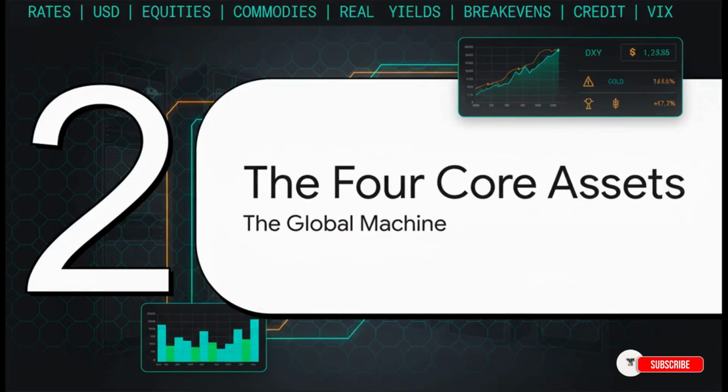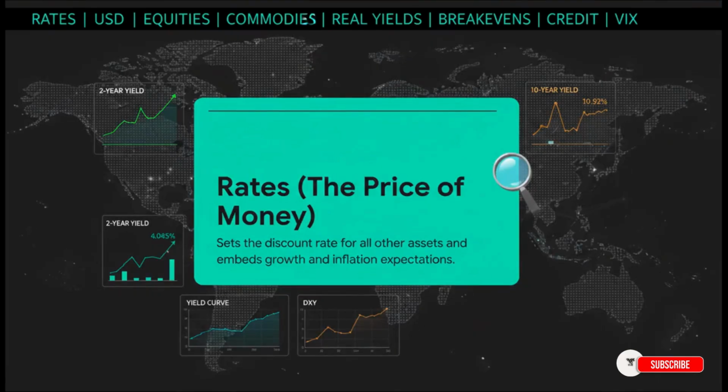So to really understand the machine, we have to know its parts. And the good news is the entire global market can pretty much be simplified down to four core asset classes. Each one has a very specific job to do. So let's meet the team. First up, and you could argue it's the most important, are rates. Just think of interest rates as the price of money. They're like the financial system's gravity. They set the discount rate that we use to value literally everything else.